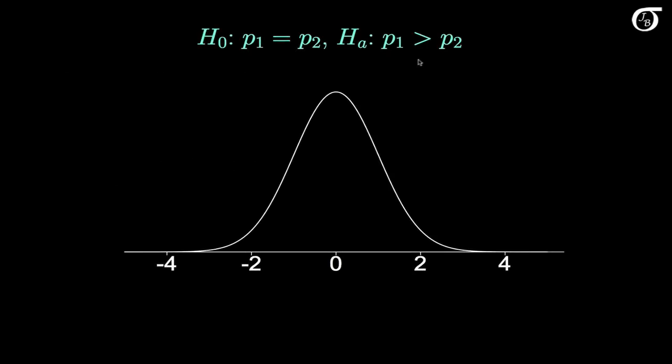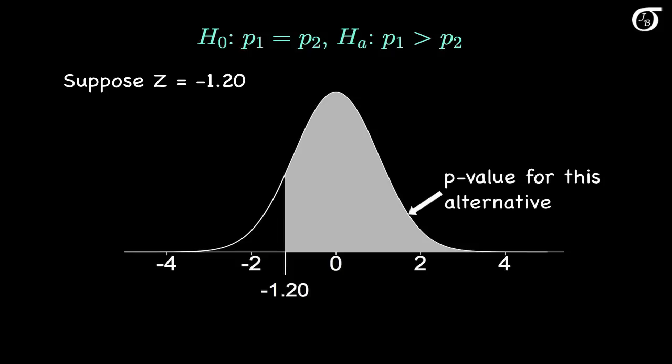Suppose instead we had this alternative hypothesis, that P1 is greater than P2. Then the p-value is the probability, under the null hypothesis, of getting the observed value of the test statistic or something even greater. Suppose again that we draw our samples and find that the Z statistic equals minus 1.20. The p-value is the area to the right of minus 1.20 under the standard normal curve.